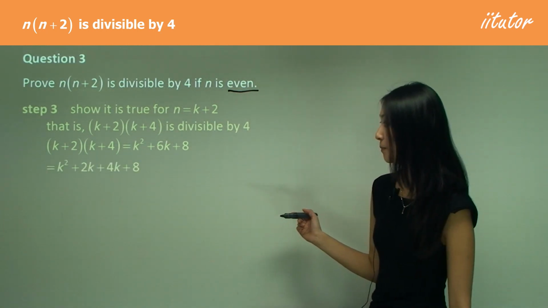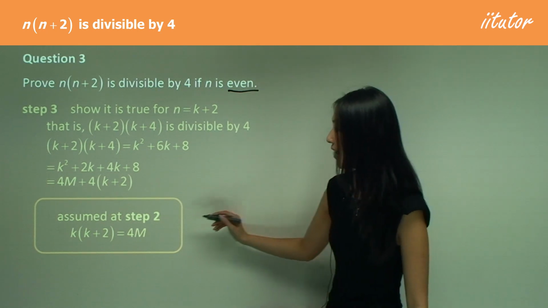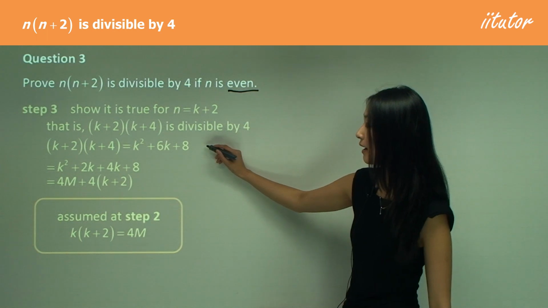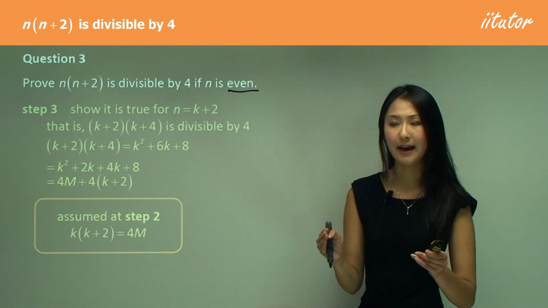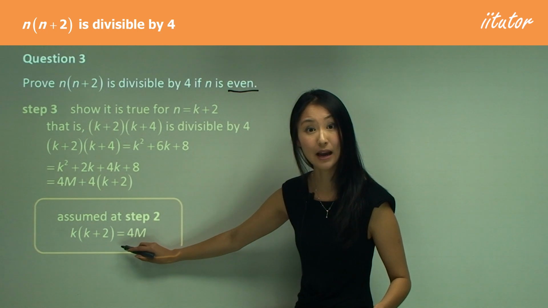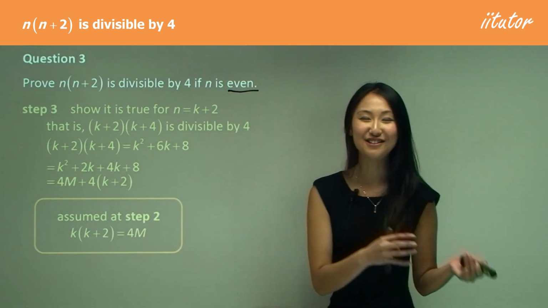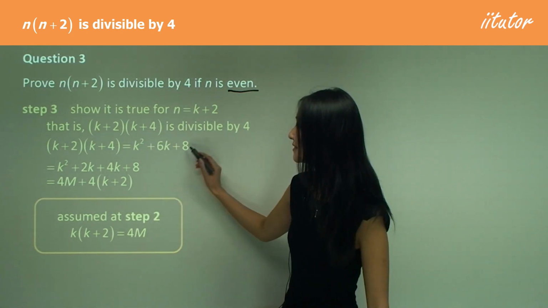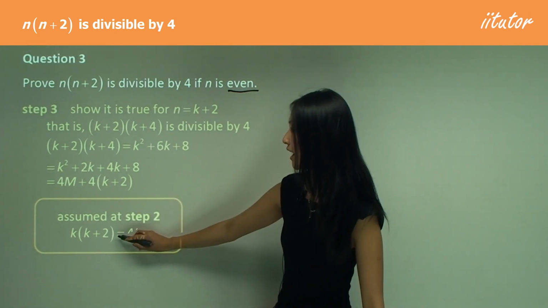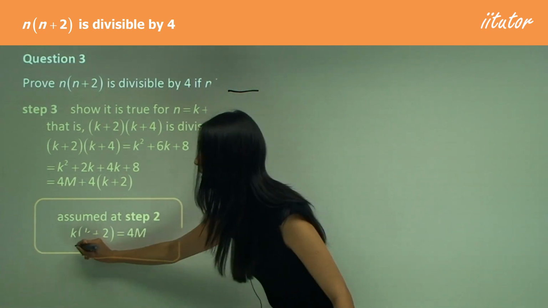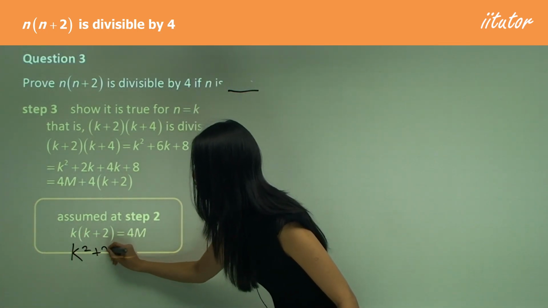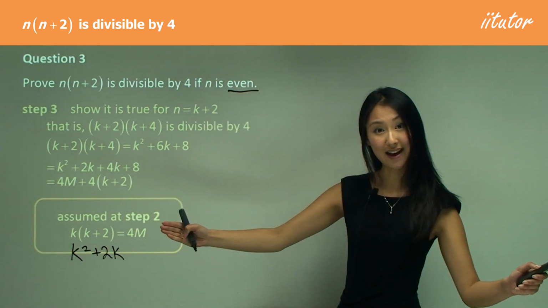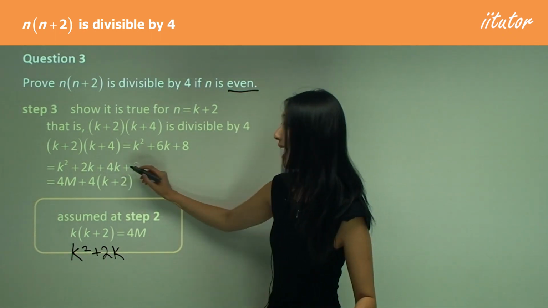I want us to look back at the assumption first, and that was that k times k plus 2 equals 4m. So from here, you want to think to yourself, how am I going to manipulate it so I can get k times k plus 2? Because we always know we need to use the assumption. So we want to try find this in here. Looking at that, we want to make it into k times k plus 2, which when you expand it is k squared plus 2k. So you can see that we do have this here, but we need to separate the 6k. So we need to separate that into 2k and 4k.